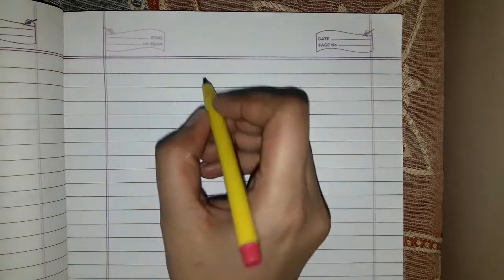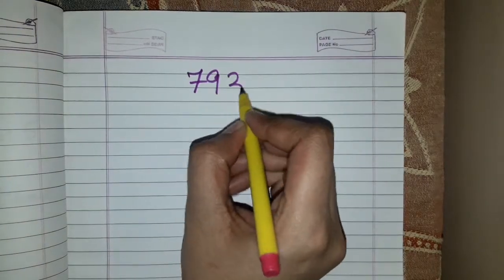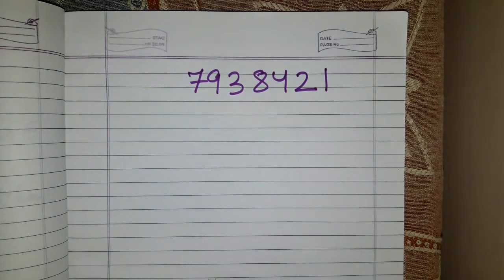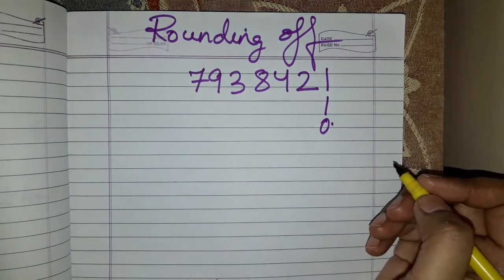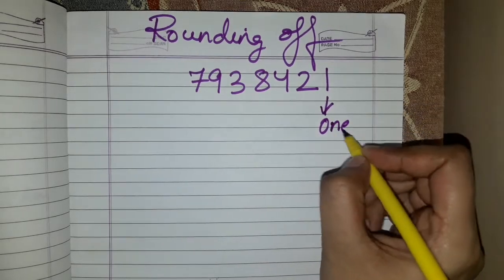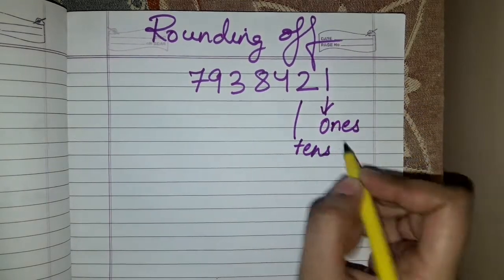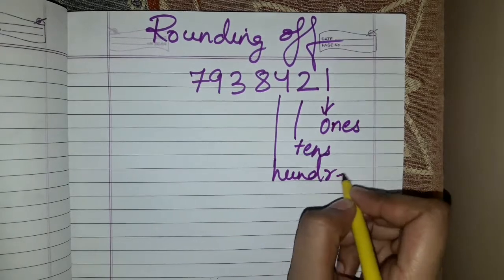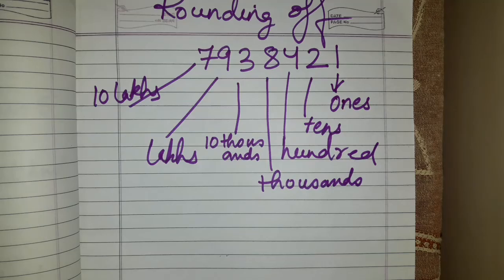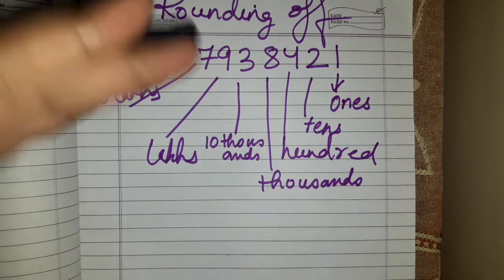a given number. Suppose we have a number. Let the number be 7, 9, 3, 8, 4, 2, 1. Let's quickly revise the place values of the different digits in this number. 1 belongs to place value ones. This belongs to tens. This belongs to hundreds. Then lakhs. Then as you can see on my screen, there is a number given and we have done the revision of all the place values.